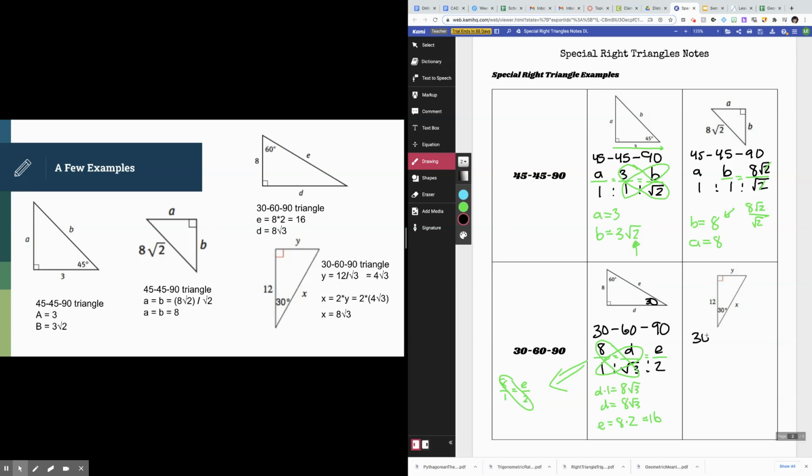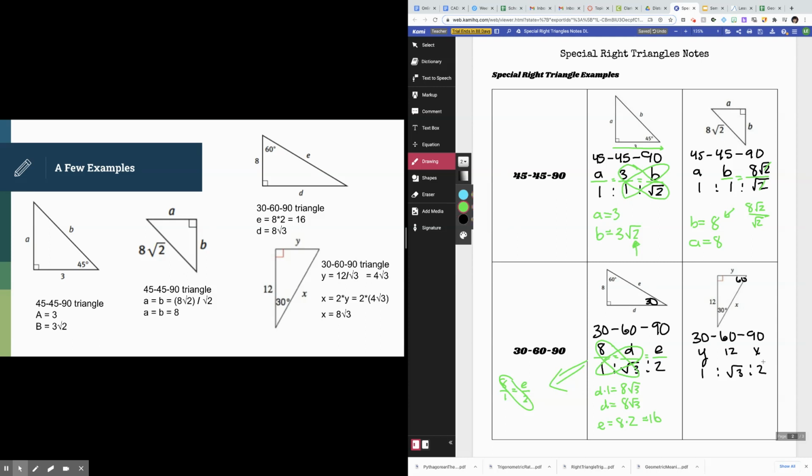So again, same process, 30, 60, 90. I'm going to write my sides underneath. So y is across from 30. This is 60 right here. So 12 is across from 60. And then x is across from 90. All right, and then underneath, I'm going to write my ratio, 1 to root 3 to 2, okay?